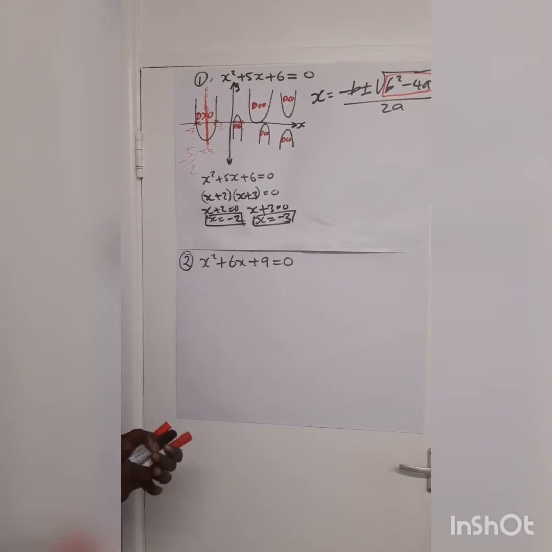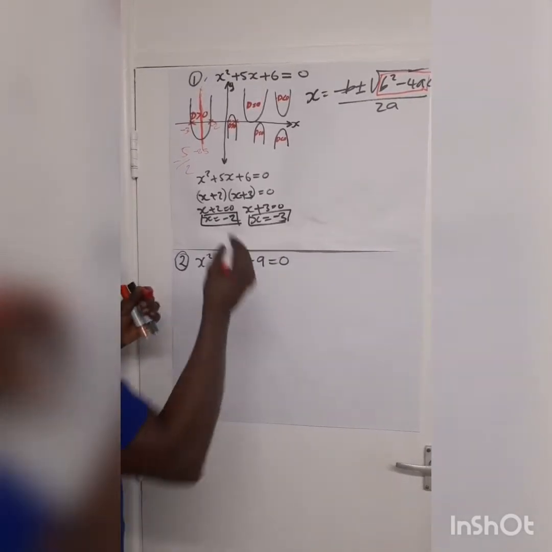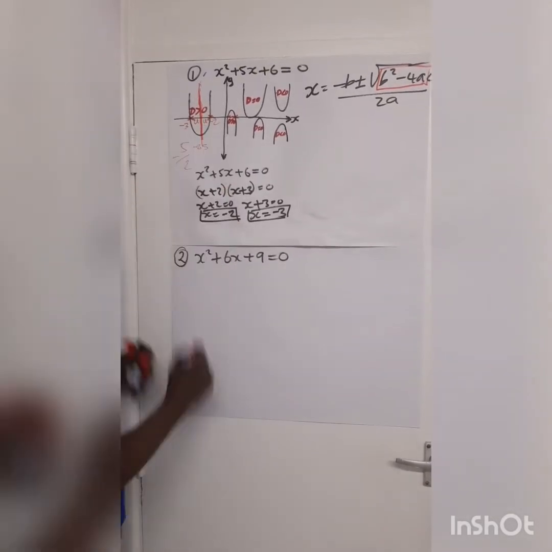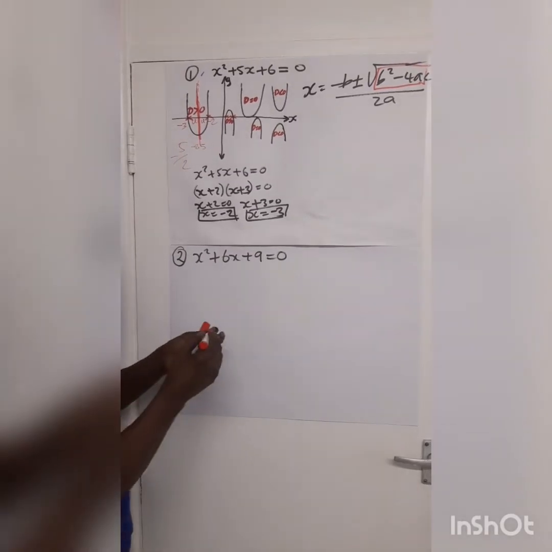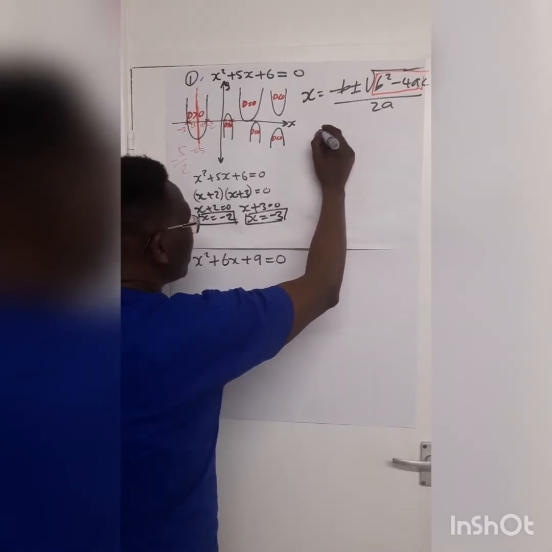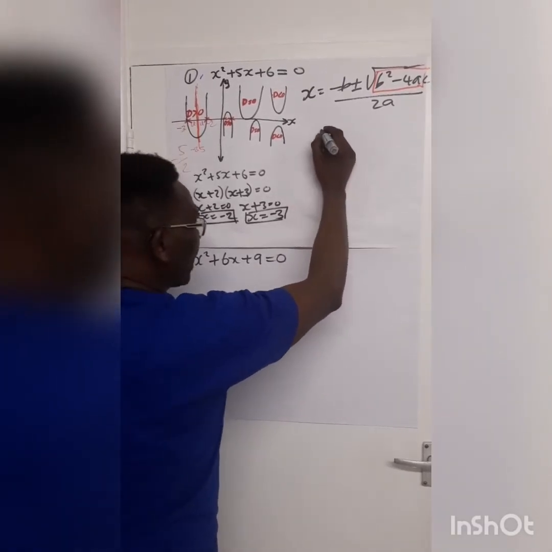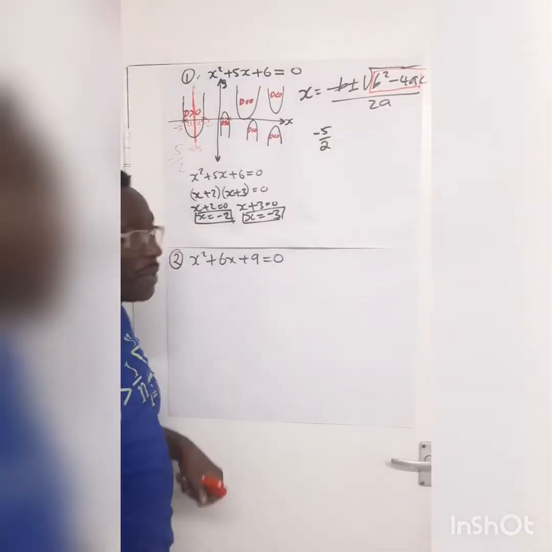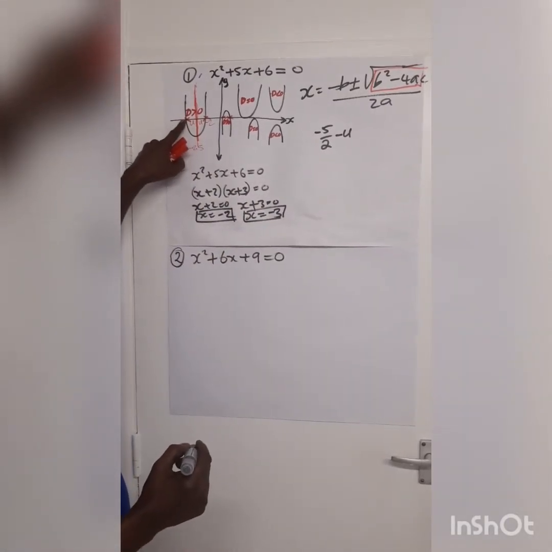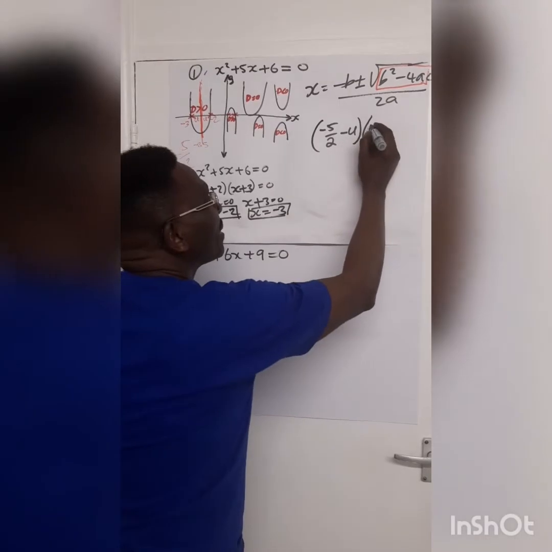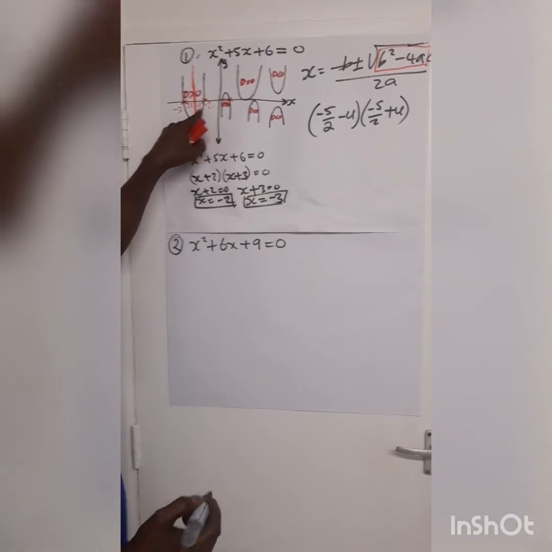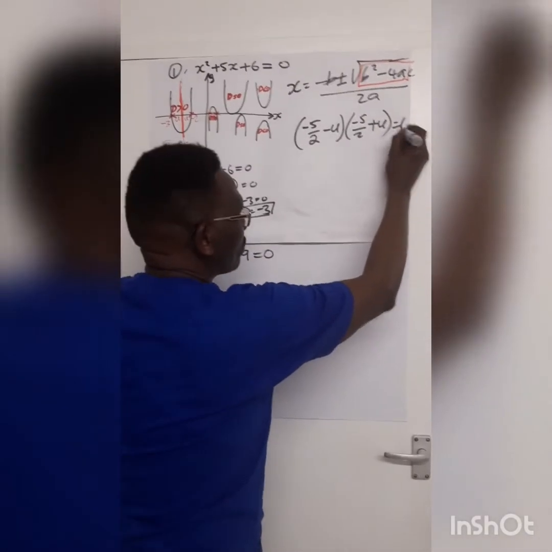Now, what we're going to do is say this bit here is u, and this bit is also u, because they are equidistant. So I can say, therefore, this here is negative 5 over 2 minus u. That will give me that value there. If I multiply that by negative 5 over 2 plus u, which is that there, it will give me 6.